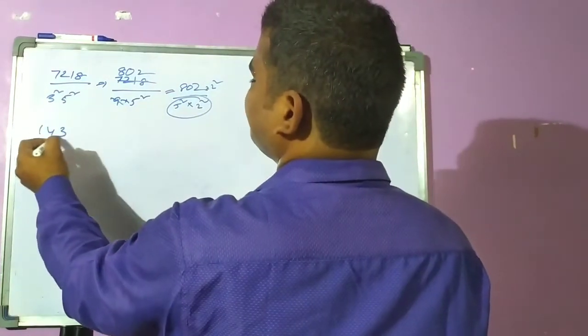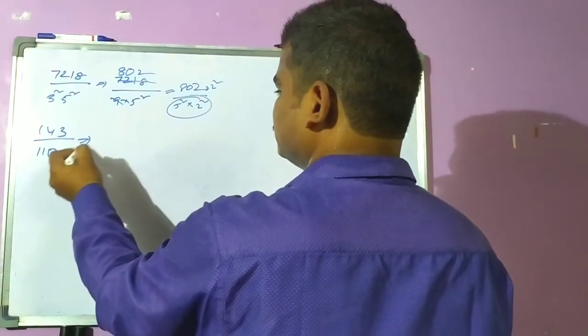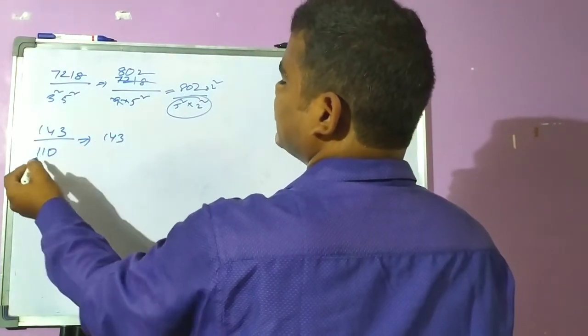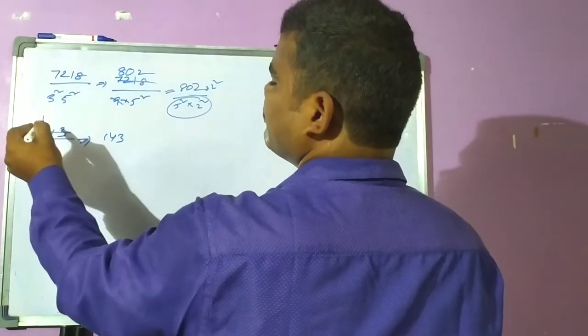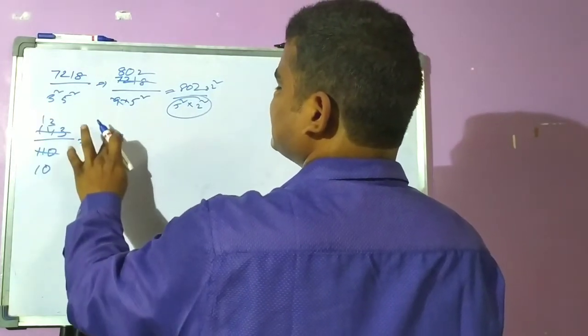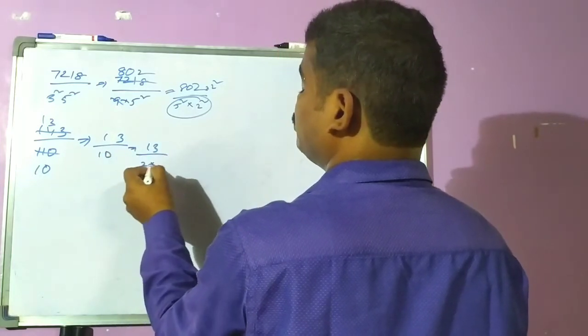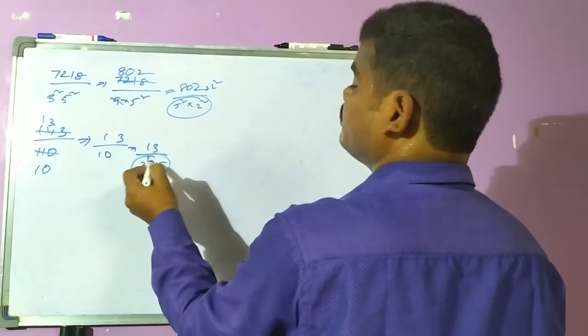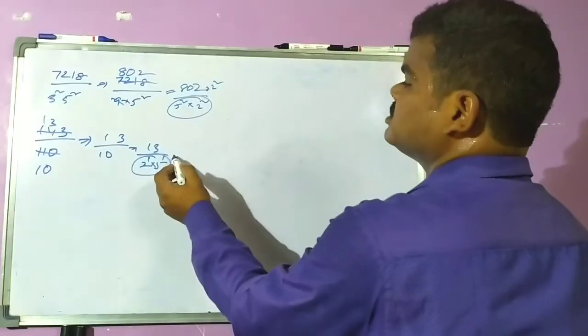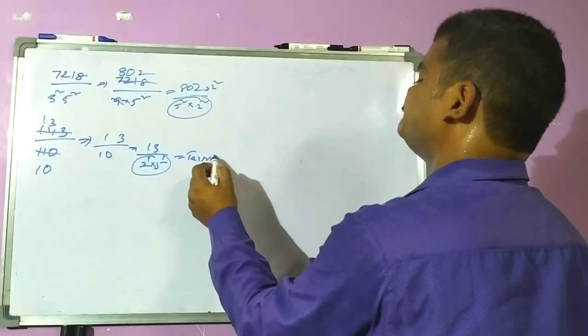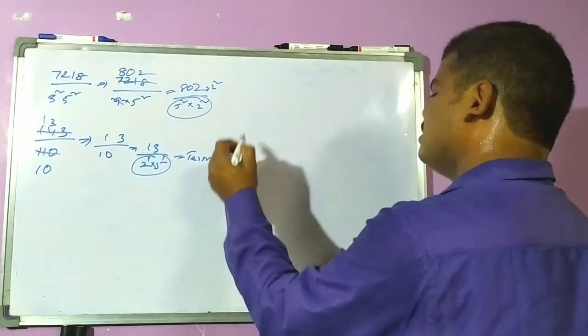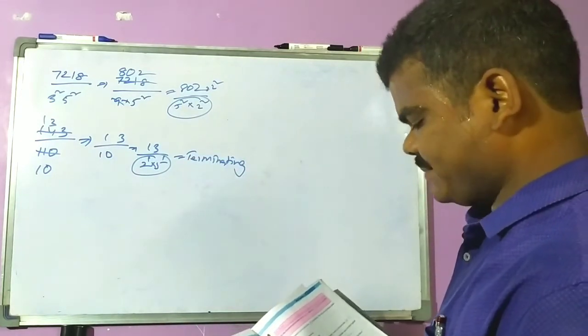143 by 110. 143, 11 10s are 110, 11 1s are 11, 11 13s are 143. It is 13 by 10. 13 by 2 into 5. This is also 2 power 1 into 5 power 1. This is also terminating decimal expansion.